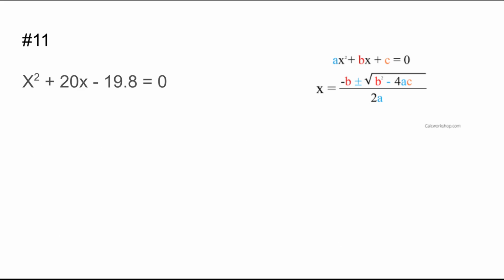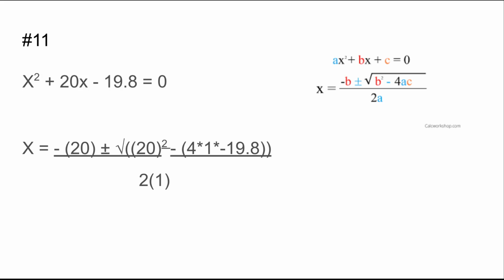Number 11. We have a little decimal, but we're going to solve it the same way. So, negative 20 plus the square root of 20 squared minus 4 times 1 times negative 19.8. Enter, divided by 2, equals 0.95.